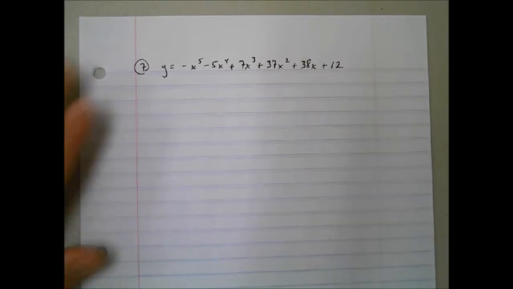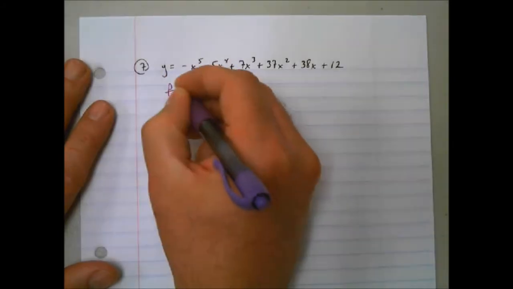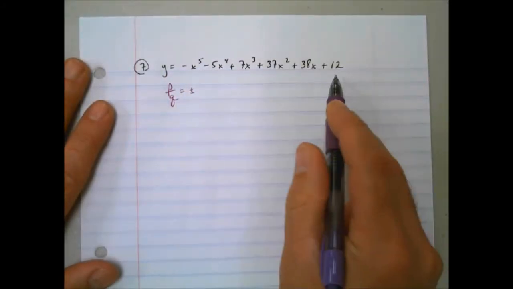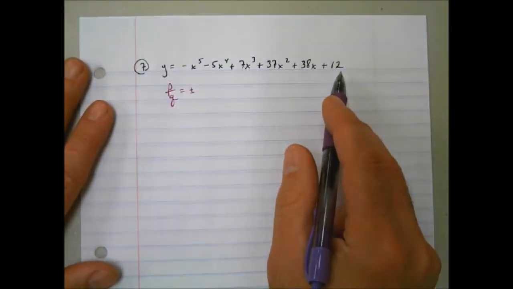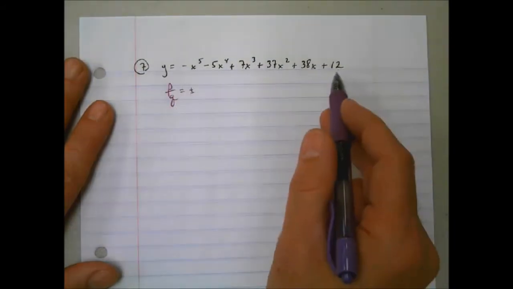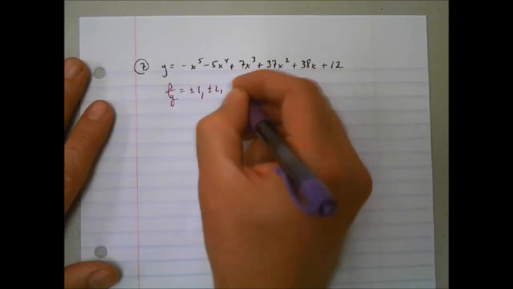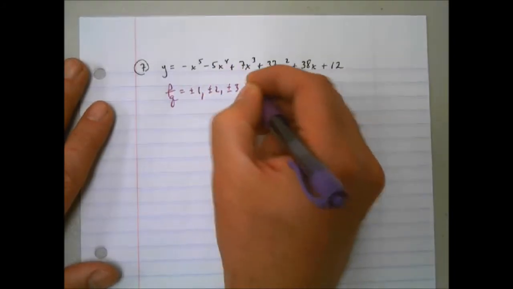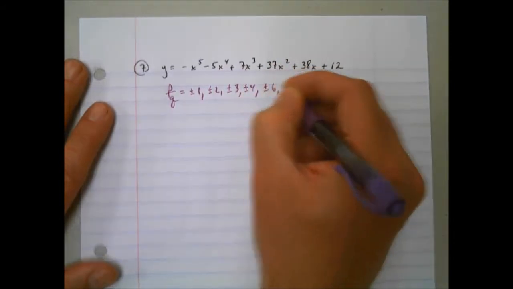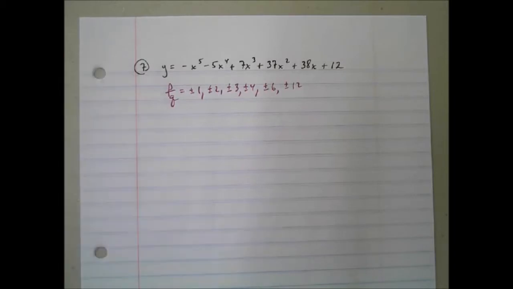Let's generate our possible rational roots. So the P over Q's, so plus and minus. Okay, so factors of 12 over factors of 1. So really it's just the factors of 12. So plus and minus 1, plus and minus 2, plus and minus 3, plus and minus 4, plus and minus 6, plus and minus 12. Those are all over 1.